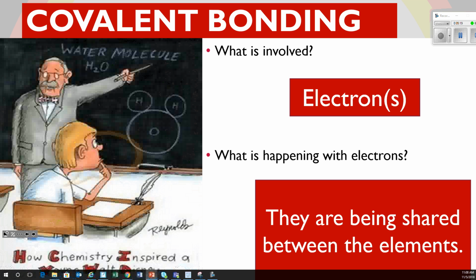I like this little quote here, how chemistry inspired a young Walt Disney. I do. All righty then.